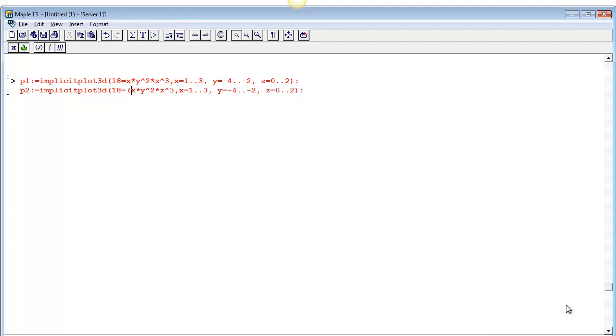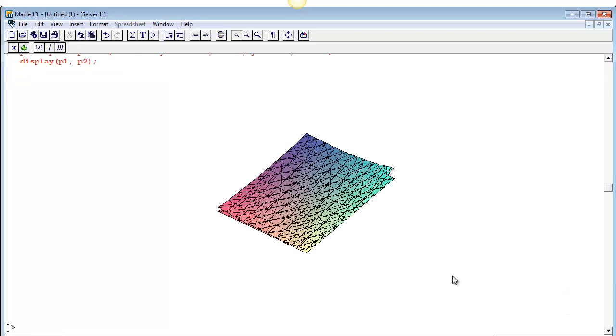9 times x minus 12 times y plus 54 times z minus 90. So there's the equation of our linearization. Let's display both plots together. So we'll display P1 and P2 together here.